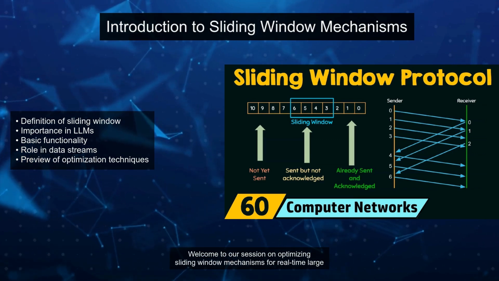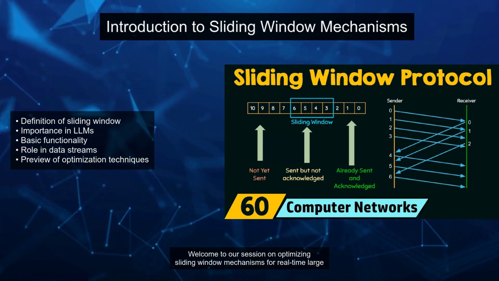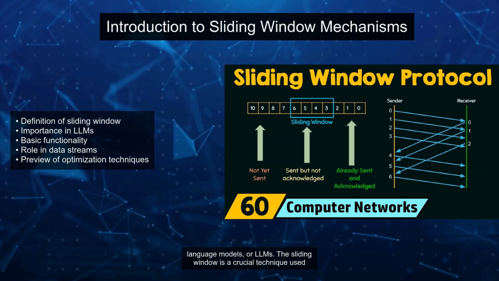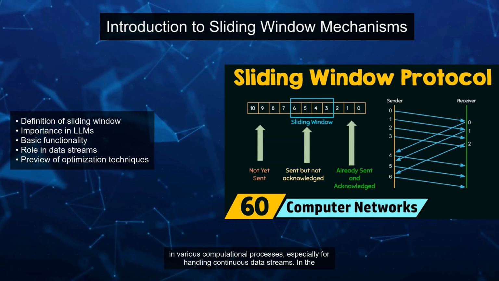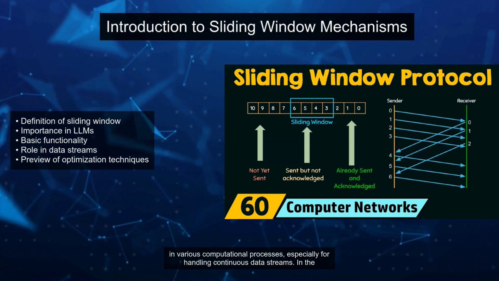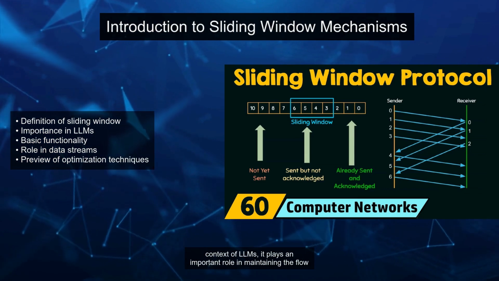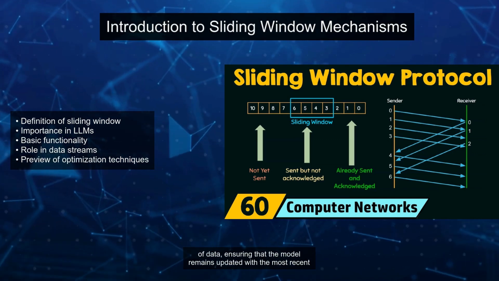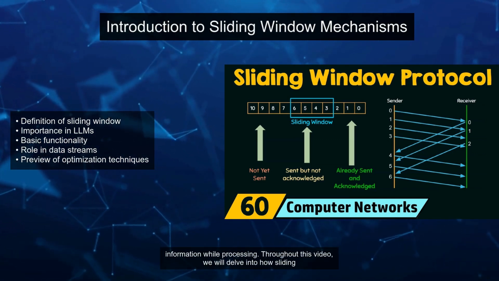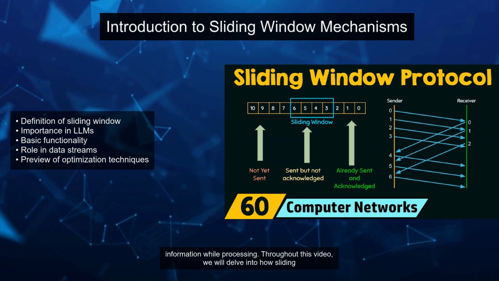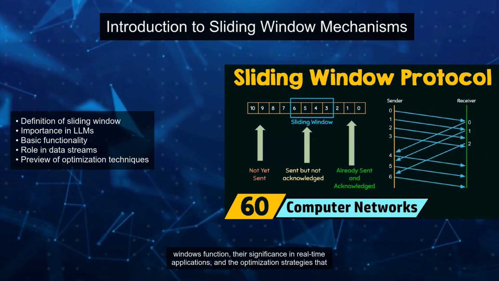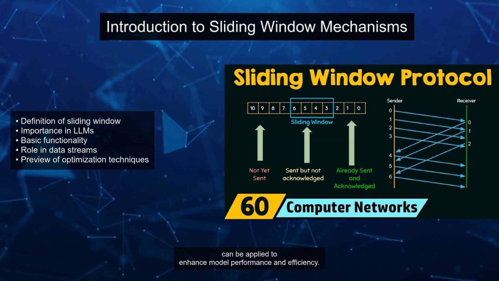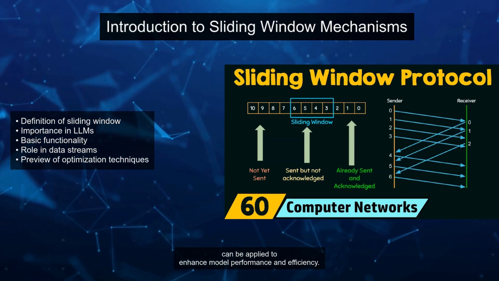Welcome to our session on optimizing sliding window mechanisms for real-time large language models, or LLMs. The sliding window is a crucial technique used in various computational processes, especially for handling continuous data streams. In the context of LLMs, it plays an important role in maintaining the flow of data, ensuring that the model remains updated with the most recent information while processing. Throughout this video, we will delve into how sliding windows function, their significance in real-time applications, and the optimization strategies that can be applied to enhance model performance and efficiency.